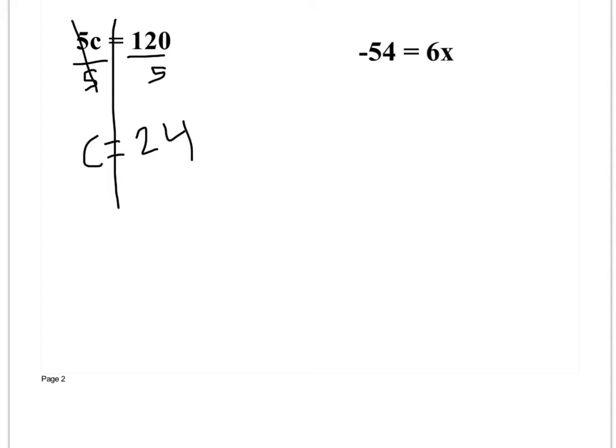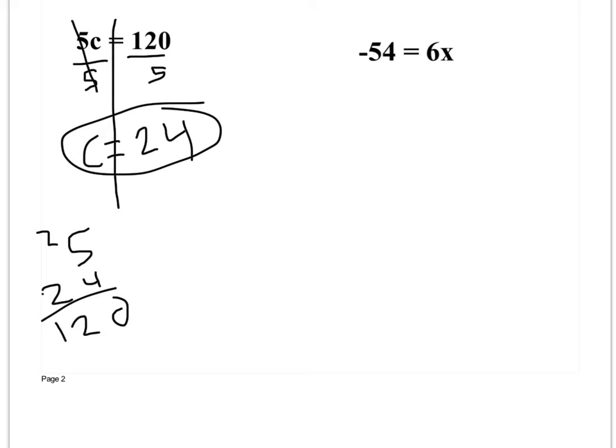No, you are required to check your answer, just like yesterday. So what I want you to do is plug 24 in for c. What is 5 times 24? 120. So what's c got to be? 24. Then you can circle your answer and move on.